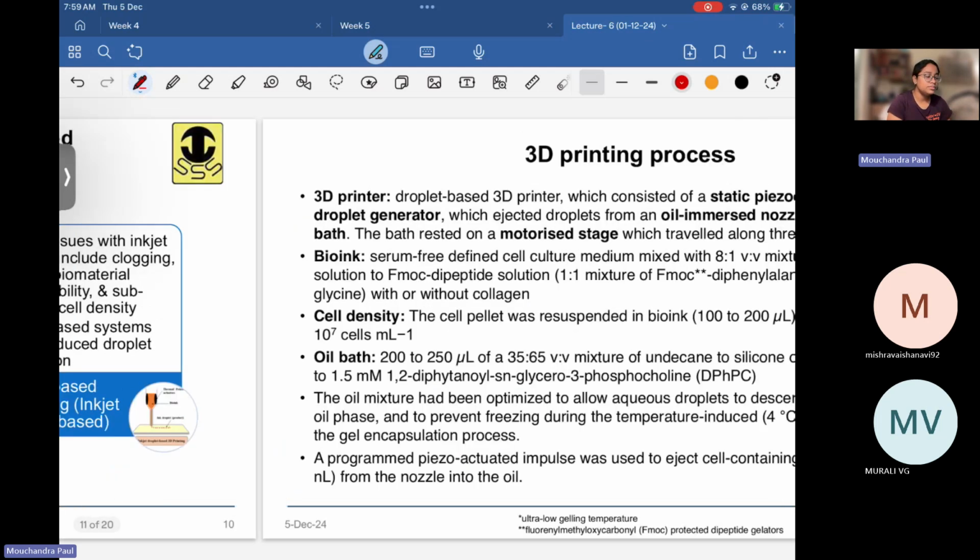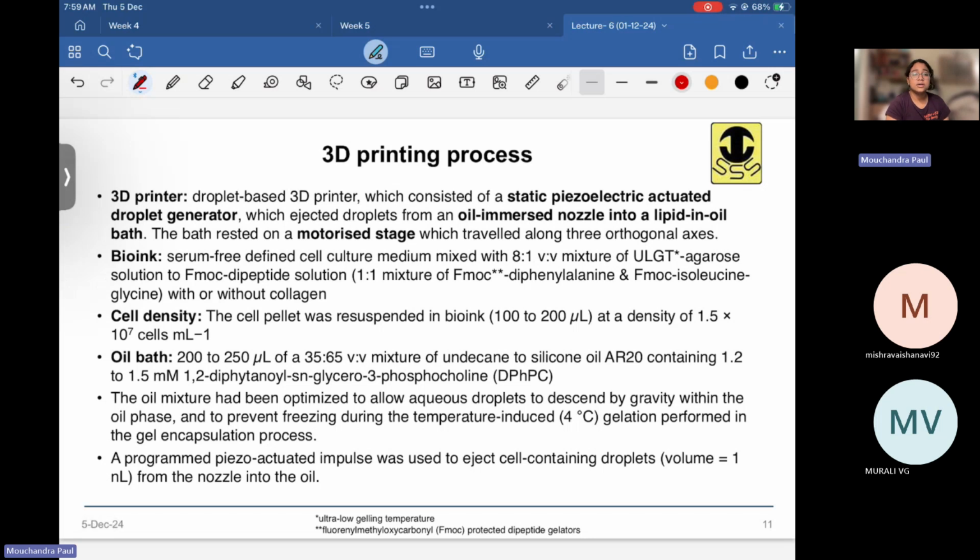Moving on, let's discuss their work. How did they 3D print their constructs? Let's understand their process.